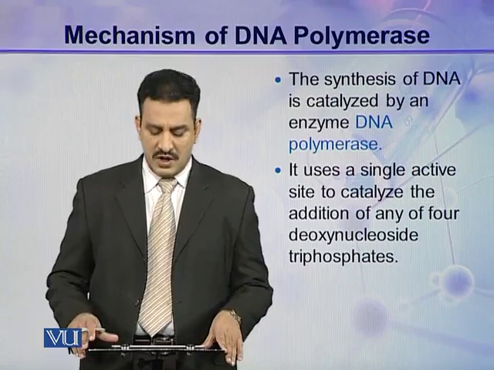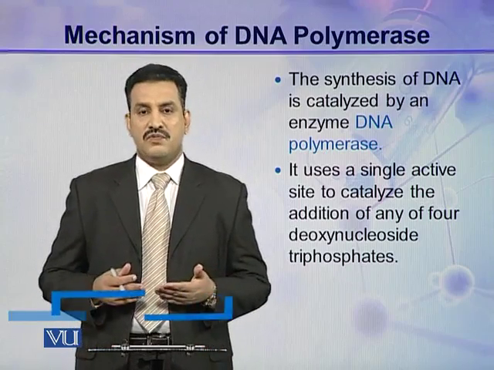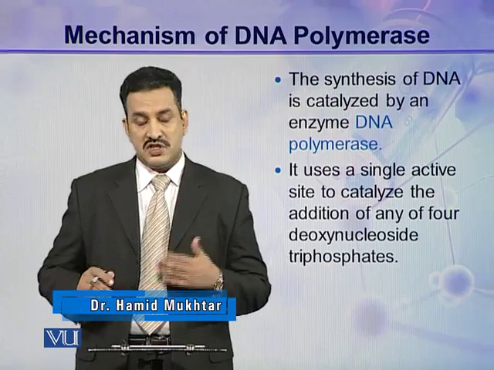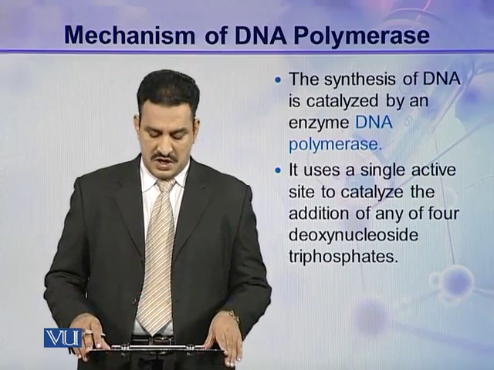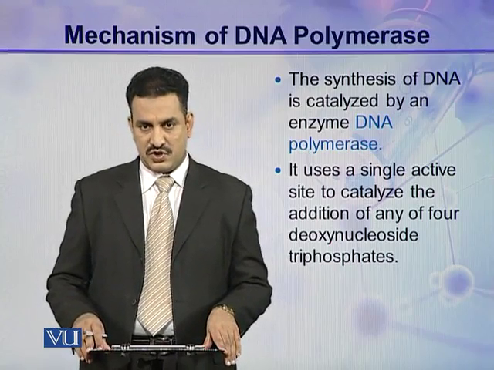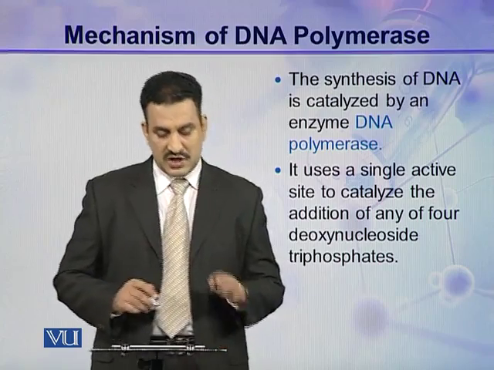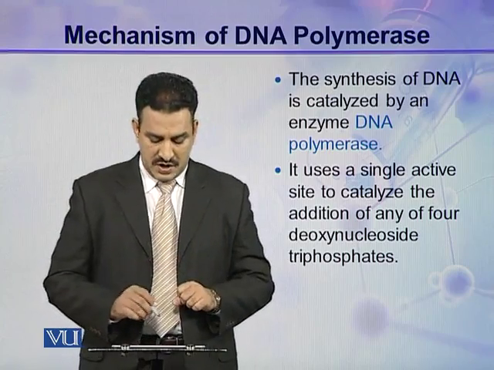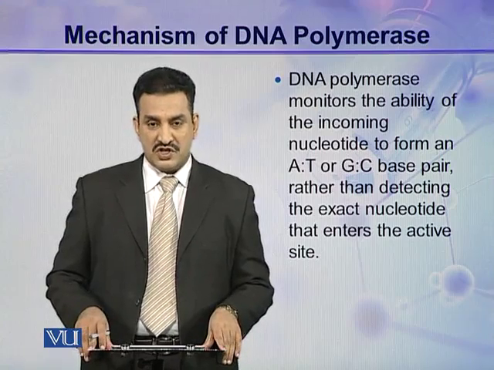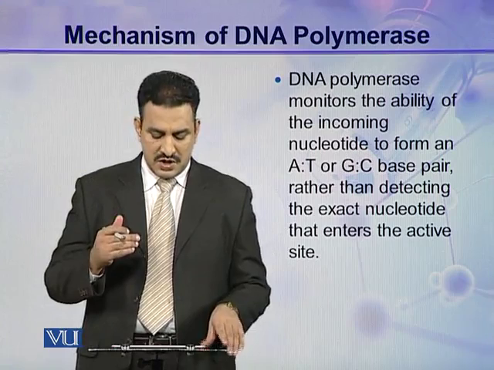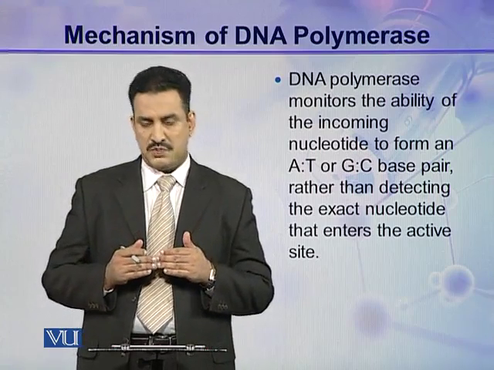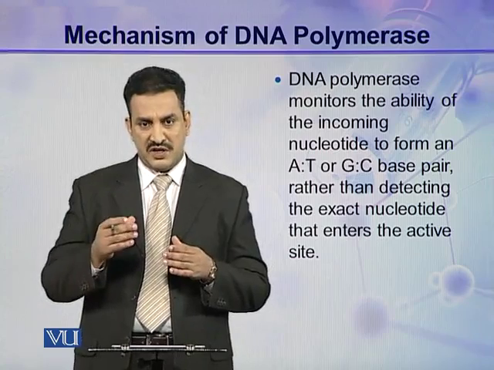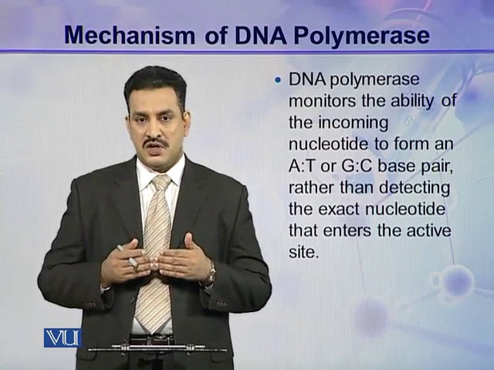You know, there are 4 types of deoxynucleoside triphosphates, and any one of these 4 can come to join with the existing template. But this polymerase identifies the correct DNTP, or deoxyribonucleoside triphosphate, to be joined with the template. So it has only a single active site, and with this single active site it identifies all these 4 types of DNTPs. DNA polymerase monitors the ability of the incoming nucleotide to form an AT or GC base pair. So this enzyme is monitoring which nucleotide is coming and what type of base pairing is to take place.